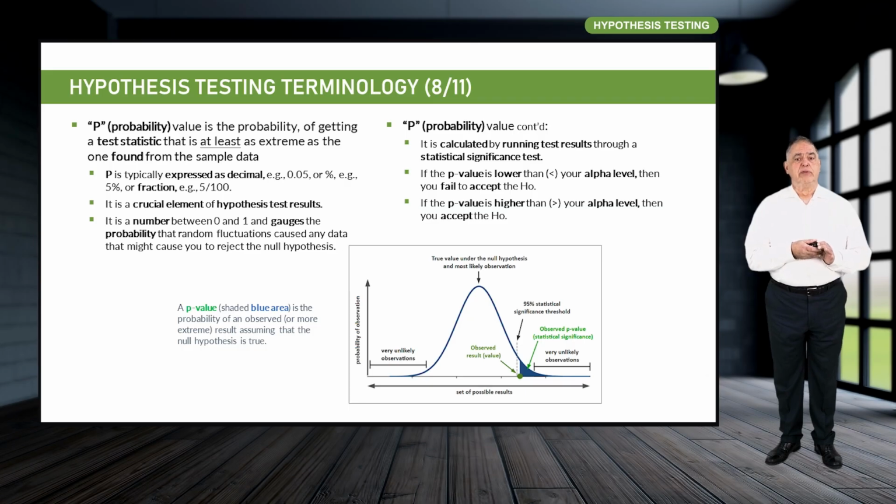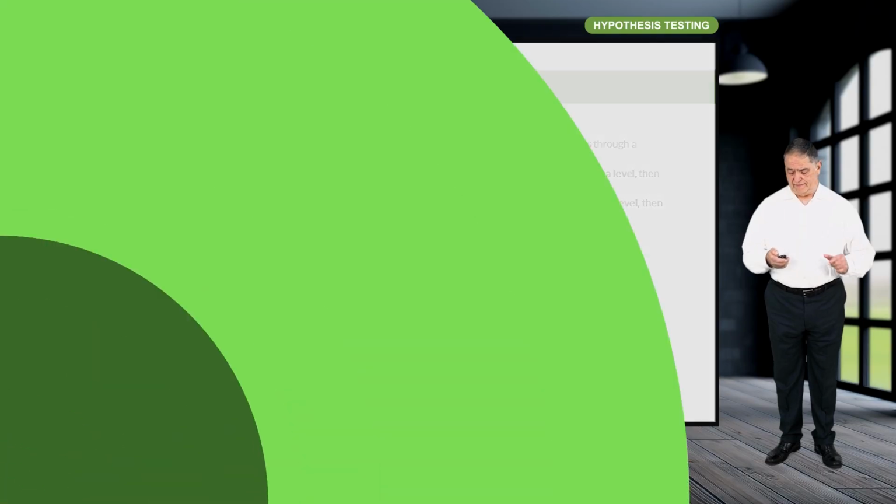This value is calculated by running test results, and if it is lower than your alpha level, then you reject the null hypothesis. If the p-value is higher than the alpha level, then you fail to reject the null hypothesis. As we said, we try to avoid using the term "we accept the null hypothesis."